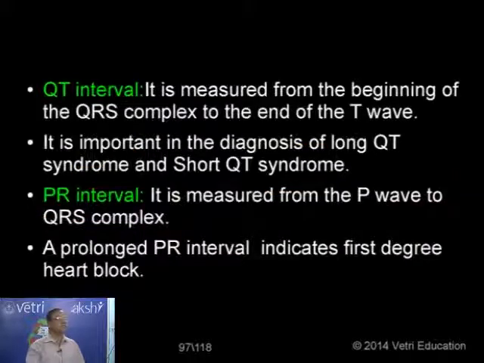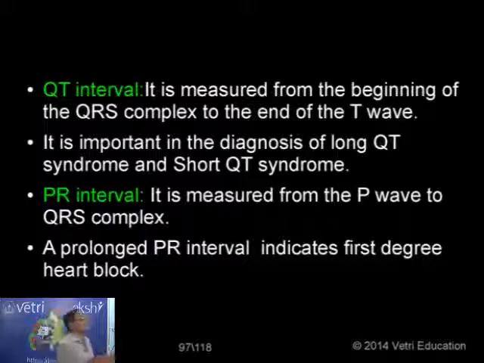Now the QT interval. There is the ST segment, and this is the QT interval. It is measured from the beginning of the QRS complex, starting from Q and going to T. This is what is called the QT interval, the distance between the Q and the T. It is measured from the beginning of the QRS complex, that is Q, to the end of the T wave.